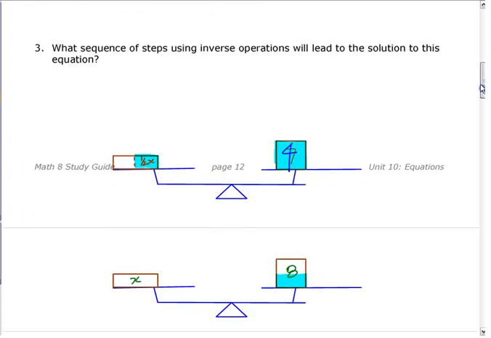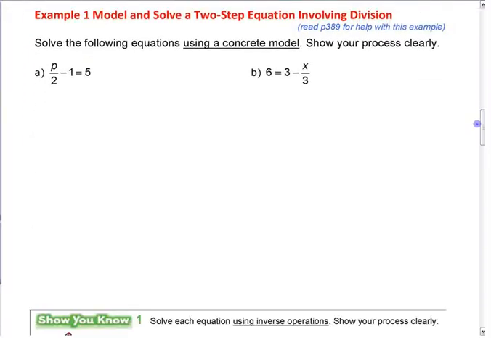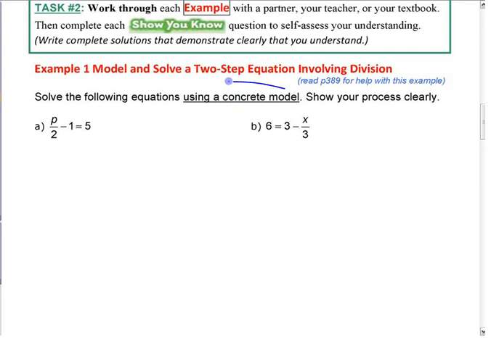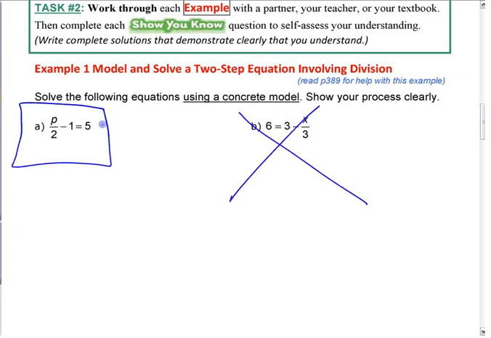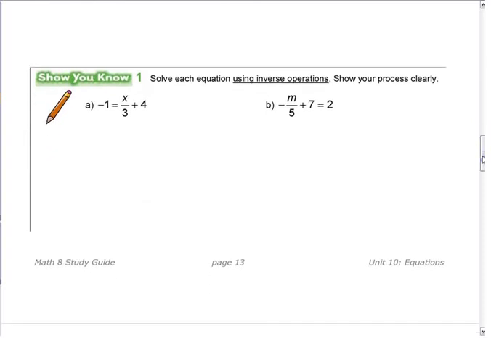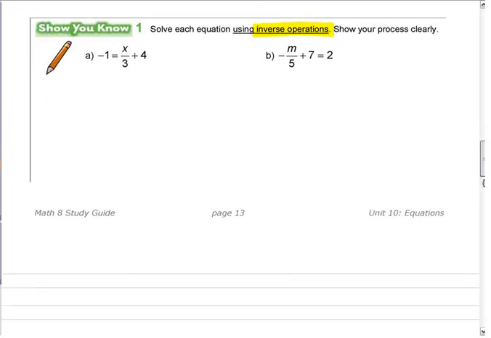I'm thinking that we can probably skip some of the writing a concrete model for these, okay? Especially this one. This one's tough to do with a concrete model. I'm going to make you the offer that you can leave that one. I would like you to draw later on, at some point, one model, a sequence of diagrams using balances for that one. But the rest of them in here you can solve using inverse operations. Okay? Inverse operations.